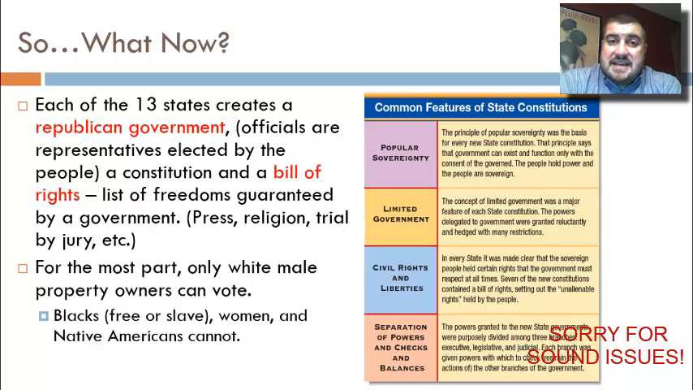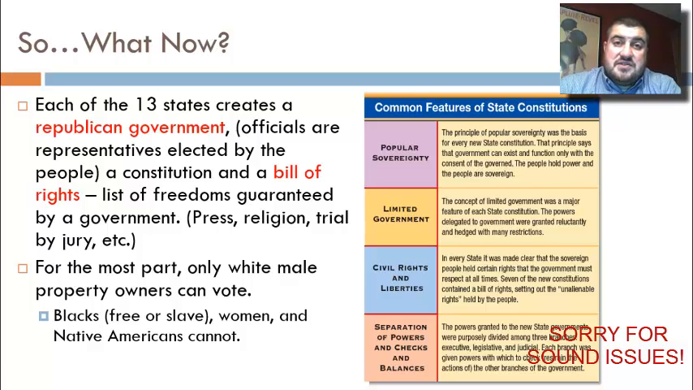And a Bill of Rights is a list of individual freedoms that are guaranteed by a government, like freedom of the press, freedom of religion, the right to a trial by jury, etc. Still, for the most part, only white male property owners can vote, unfortunately. Before the war, some women could vote, some blacks could vote. Now, blacks, free or slave, women, and Native Americans cannot vote.